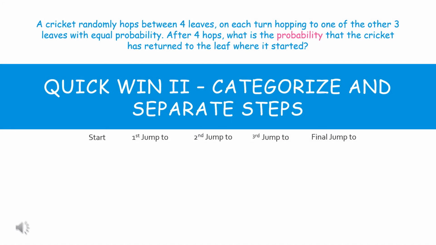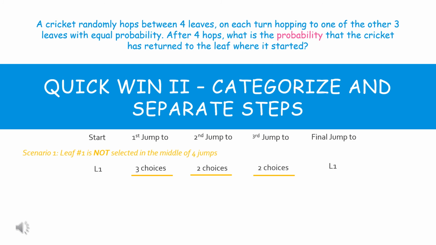A second method is categorizing the problem into 2 different scenarios, and then calculating with a multiplication principle. The 2 scenarios here are: first, if we don't jump back to leave 1 in the second jump, we will get that the first jump has 3 possibilities, the second one has 2, because we cannot choose leave 1, and the third one has 2 choices as well, because if we jump to leave 1 in the third jump, we wouldn't be able to jump to leave 1 in the fourth one. Using the multiplication principle, we have 3 times 2 times 2 choices equals 12 choices.